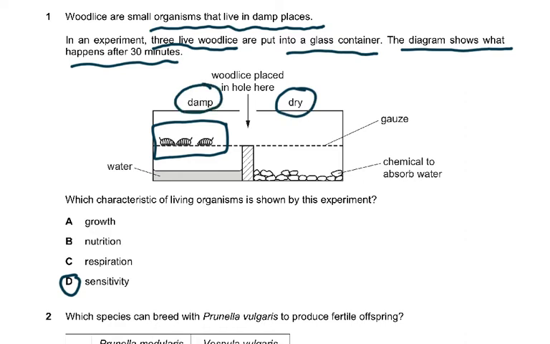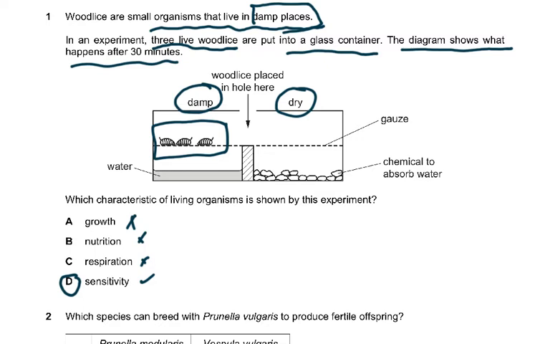So they're used to living in damp places, so they've moved to the damp side, and this shows what? This shows sensitivity. Just like if you enter a room, it's very hot, and you switch on the fan or the air conditioner. So you're sensitive to that temperature. So it shows sensitivity. It doesn't show growth. It doesn't show nutrition. It doesn't show respiration.